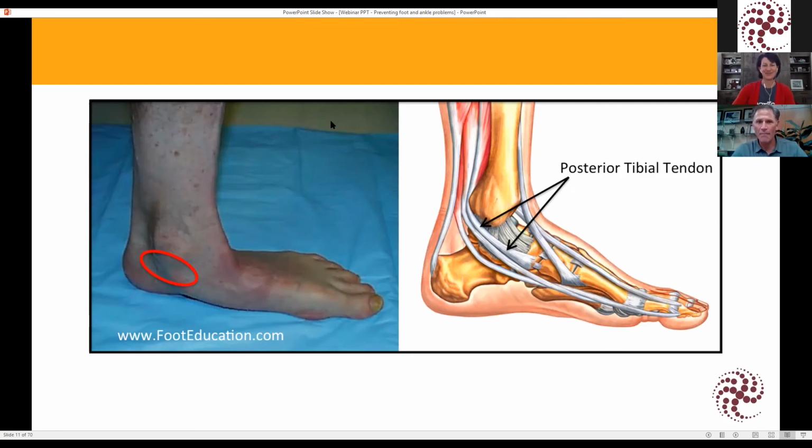I just wanted to mention that, like all things, these conditions go on a scale from mild to moderate to severe to sometimes even needing surgery.